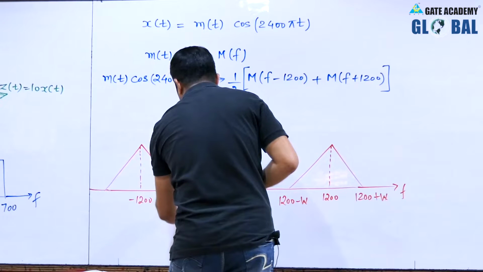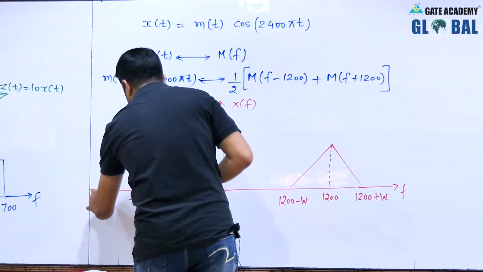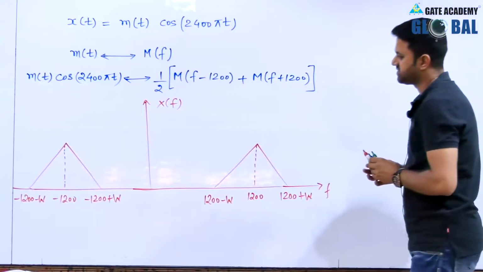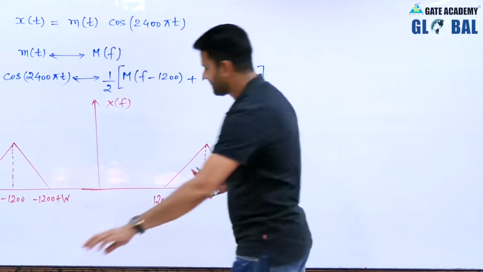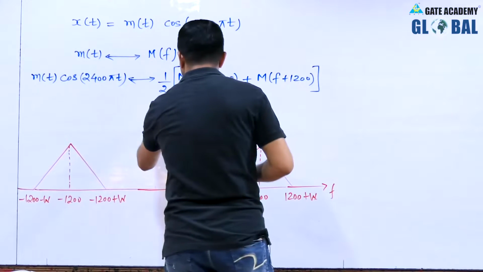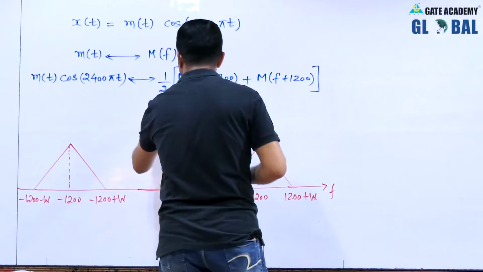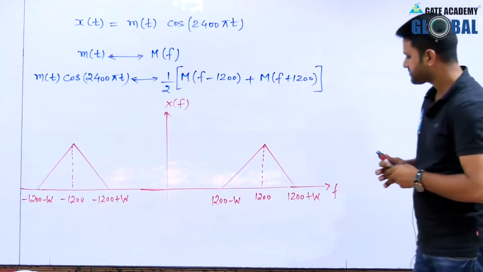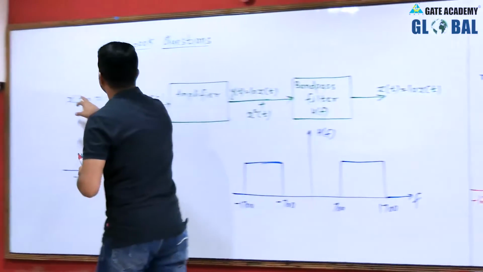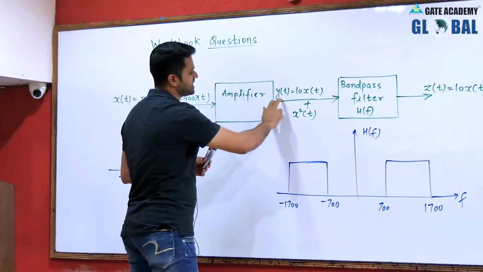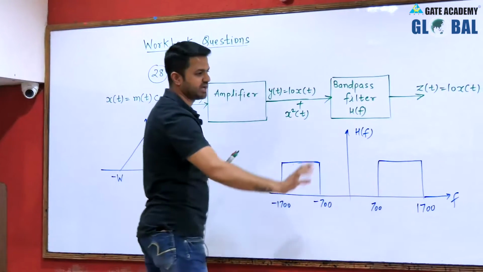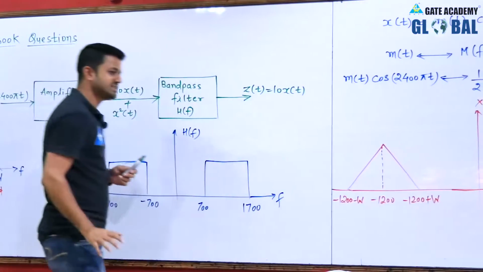Minus 1200 plus W and minus 1200 minus W. This is the spectrum of x of t. Now we have the spectrum of x of t. Now we have to draw the Fourier transform of y of t, that is Y of f.